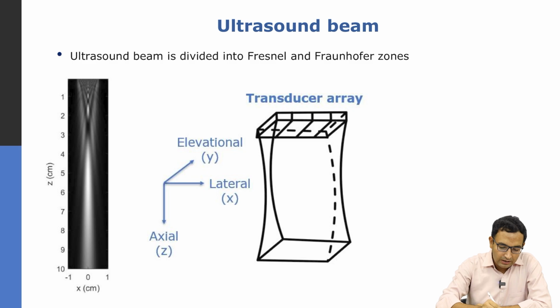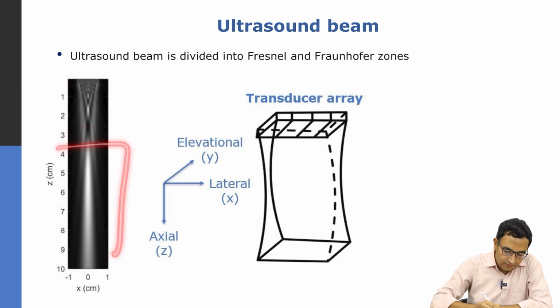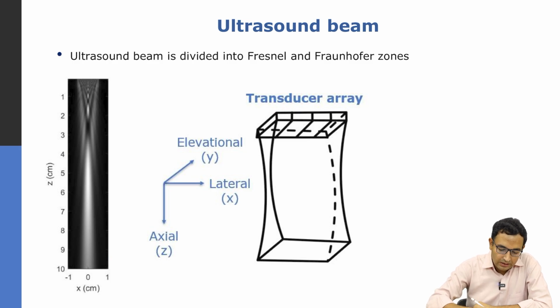If you recall, the ultrasound beam can be broadly divided into two zones, the Fresnel zone, which is in the near field, and the Fraunhofer zone, which is in the far field. And if a transducer array is firing like this, and this is the direction of the axis, then this we call Z. Then there are two other directions, the elevational direction and the lateral direction. So the resolution is relevant to all these three directions.